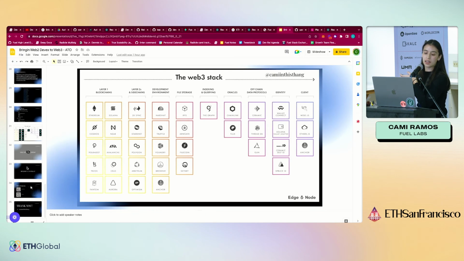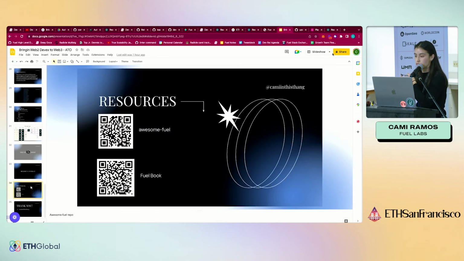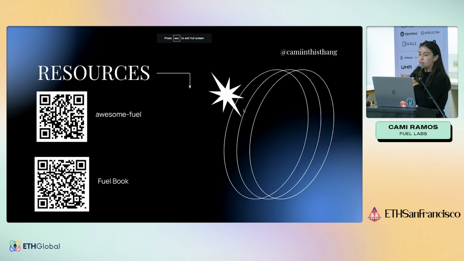Last thing I want to say is here are some resources if you want to check it out more. The first QR code is something called Awesome Fuel, which is basically this resource where you can find all the articles, podcasts, tweets, all the best stuff about Fuel publicly. And then the second one is the Fuel book, which is the developer resource with the quick start, with information, with the SDKs, and all the different stuff that you could want.